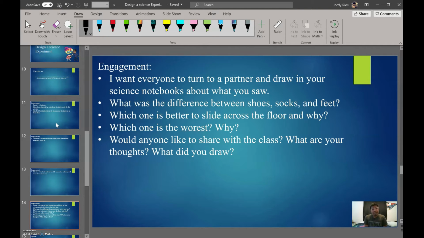Then I want you to discuss with your partner what was the difference between the shoes, socks, and feet that were sliding across the hallway. Which one is better to slide across the floor and why? Which one is the worst and why?